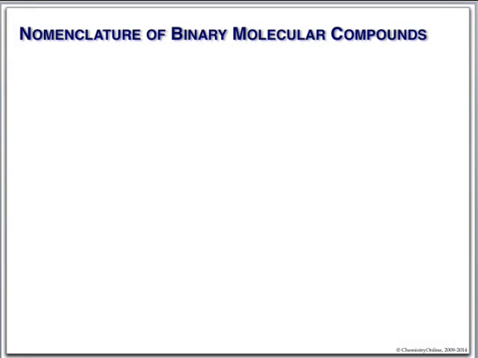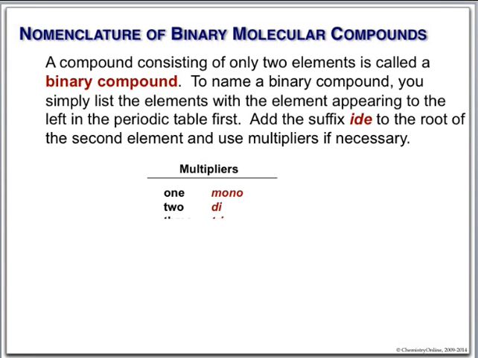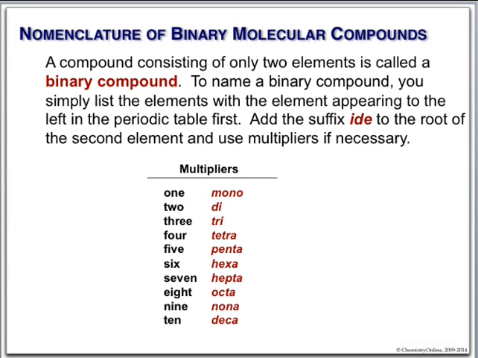Now let's look at molecular compounds. Here, we're going to do the same sort of thing. We're going to name the first element. We're going to add "ide," just like we did before, except now we're going to use multipliers. The way you count in chemistry is mono, di, tri, tetra, penta, hexa, hepta, octa, nona, deca. That's how you count in chemistry.